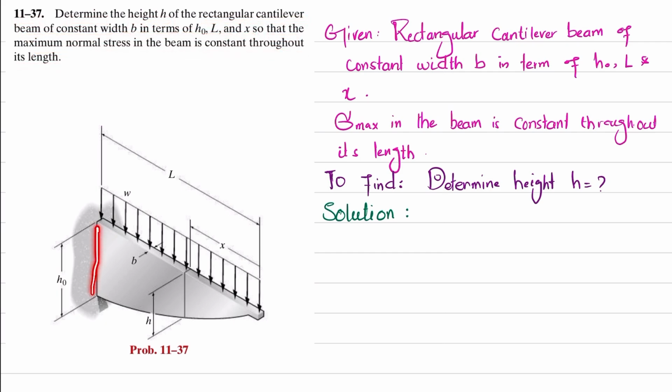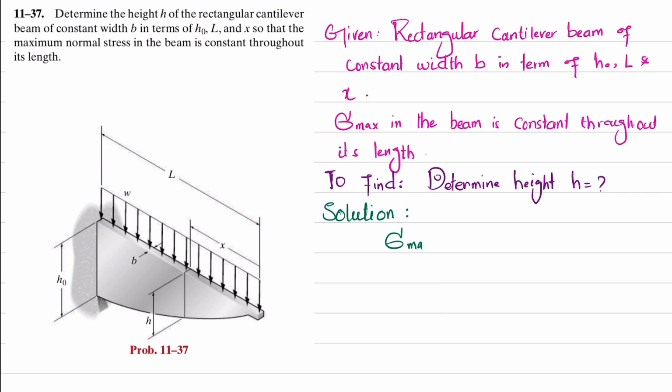You can see this is the cantilever beam that is acted upon by a uniformly distributed load, that is w. The length of this beam is L. At the end the height is equal to h naught, and the width b is constant throughout the length. So you have to find this h in terms of the other variables. The condition is that the maximum bending stress is constant throughout its length. So let's start with the solution.